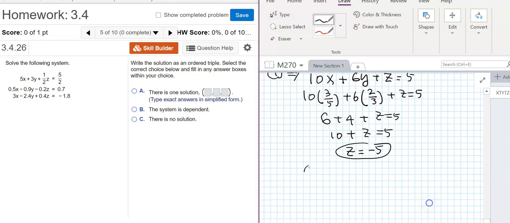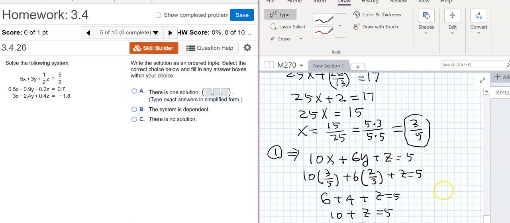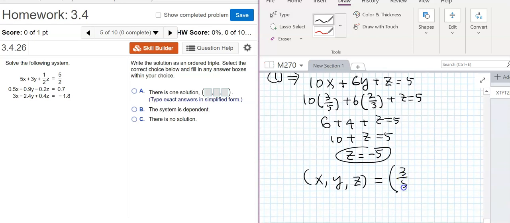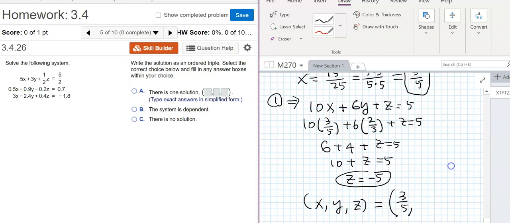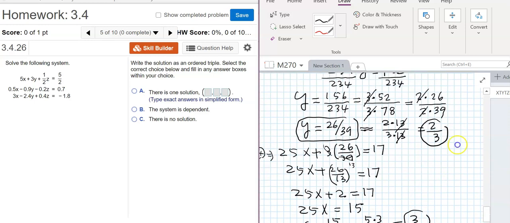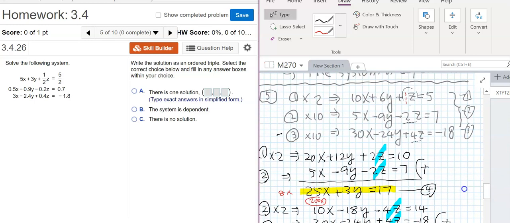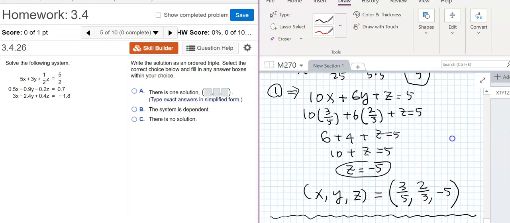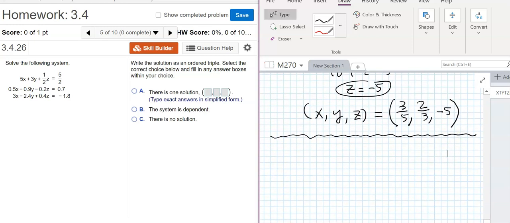So the solution is x, y, z. Well, x was 3/5, y was 2/3, z is negative 5. Okay, so it got a little involved because you can see the fractions are there, but the idea is the same thing. You just have some fractions. All right, so that is number 5, and let's go to number 6.